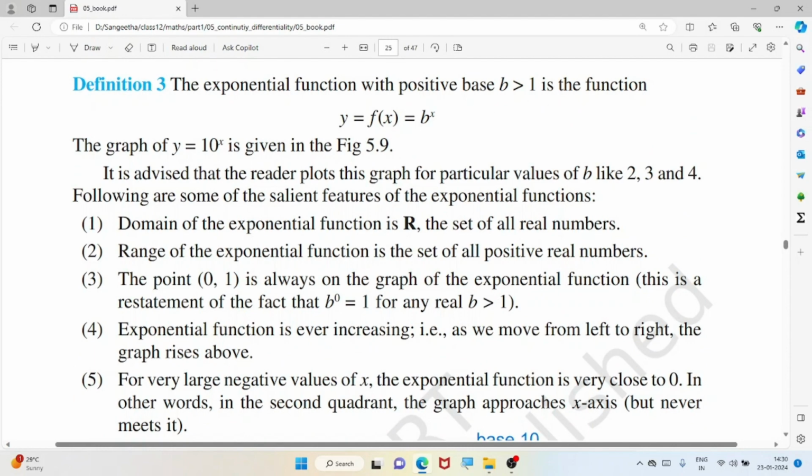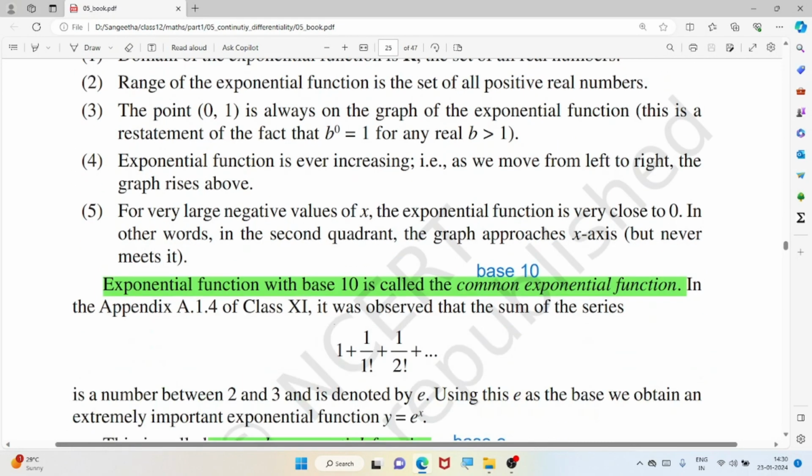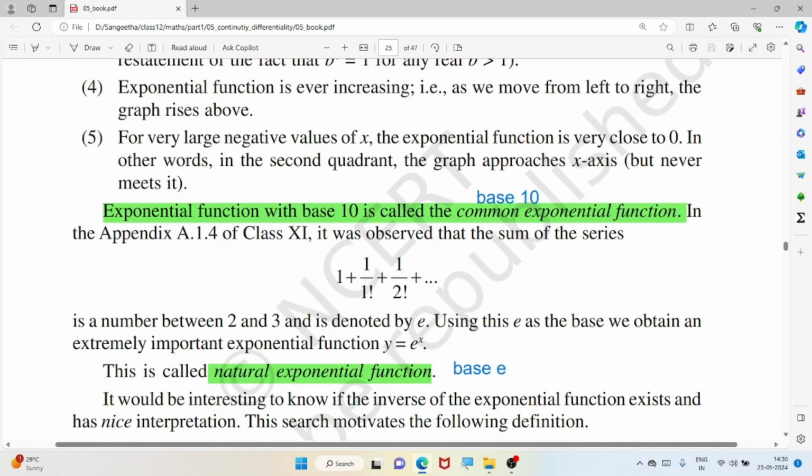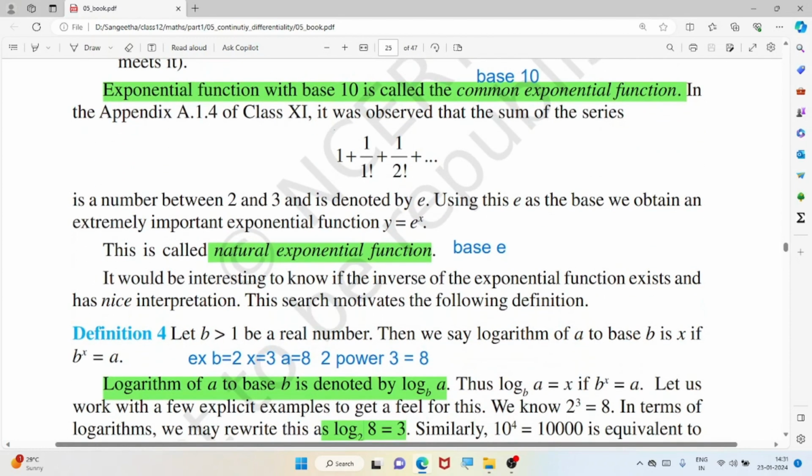Definition of the exponential function: these things you can go through. The exponential function with base 10 is called the common exponential function. The exponential function with base e is the natural exponential function.